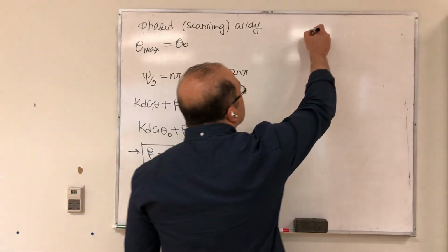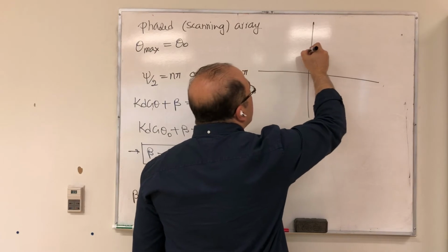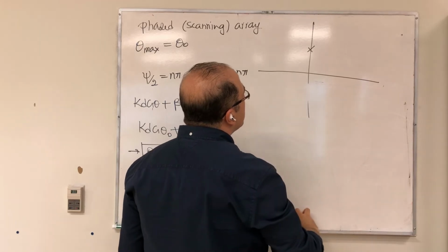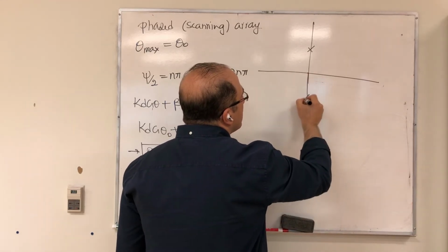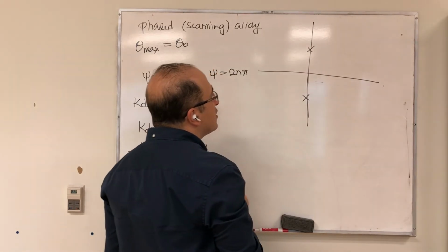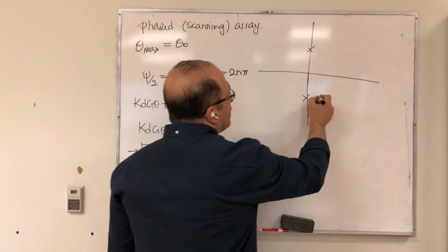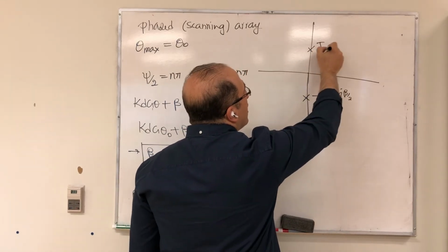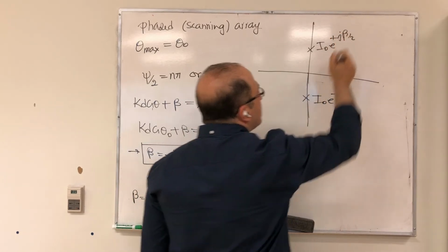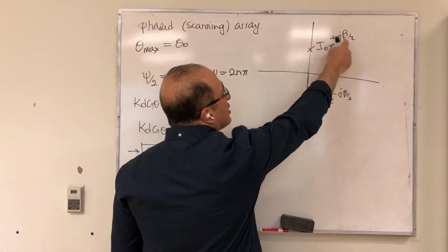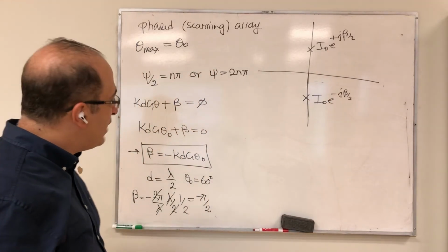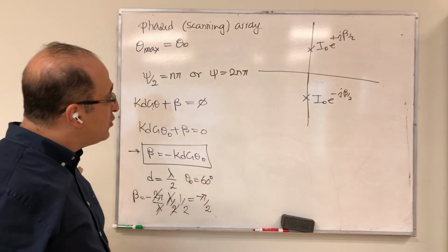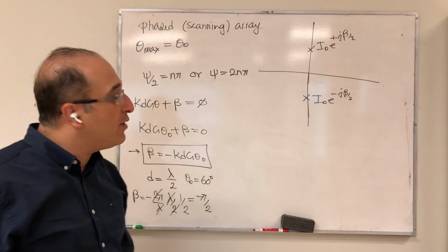So let's have two antennas here. I need to plot it a little bit better, so that this distance and this distance are the same. I know that this one is I naught e to the power of minus j beta divided by 2. This is I naught e to the power of plus j beta divided by 2. So minus beta divided by 2 here, plus beta divided by 2 here. The phase difference is beta. And I know that for this specific choice, beta is minus pi divided by 2. So let's substitute beta equals minus pi divided by 2 here.